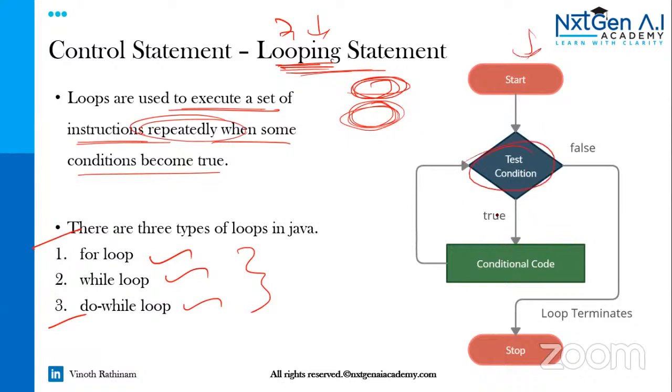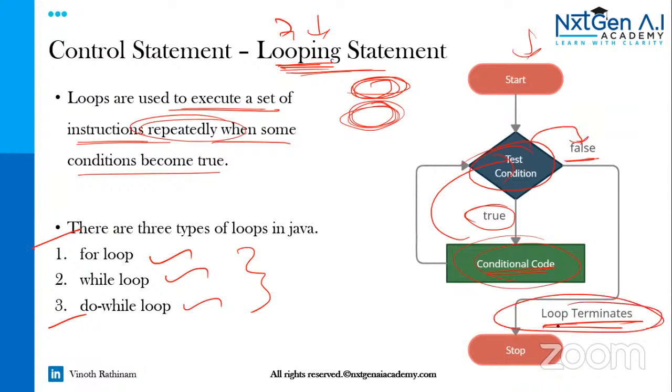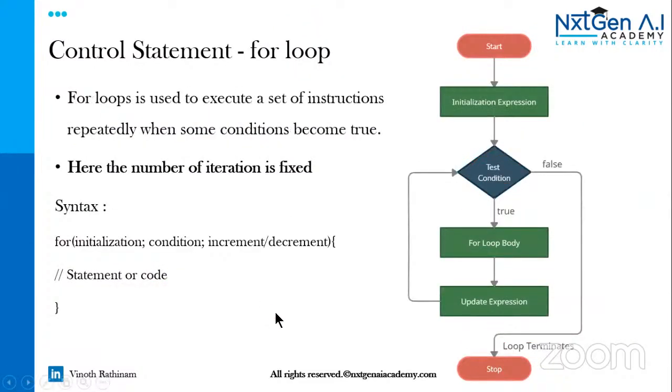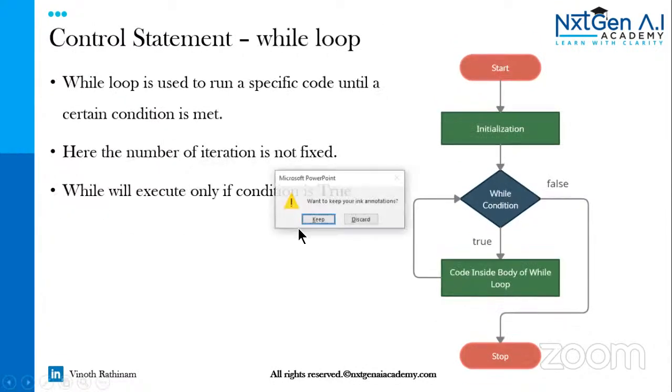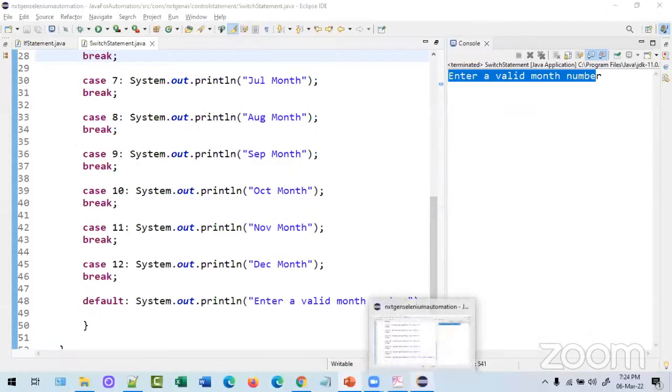In the flow chart, it checks for the condition. If the condition is true, that code is executed. Again, it will come and check for the condition. Yes, it is true, the code is executed. It will execute a number of times. Once the condition changes to false, then the loop terminates, or it will come out of the loop. That's the concept here. So we have for loop, while loop and do while. Let's try to do it with a program for better clarity.